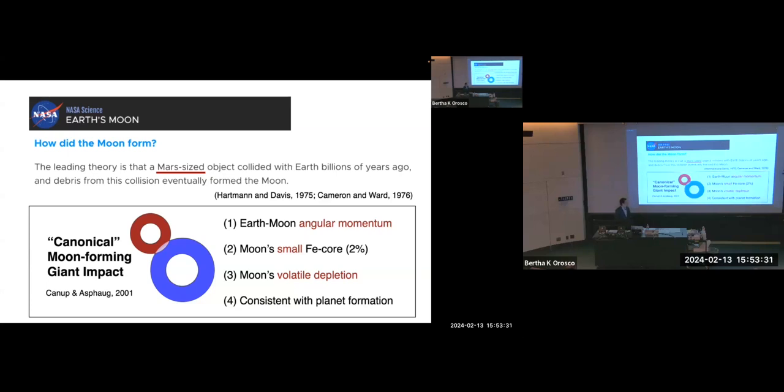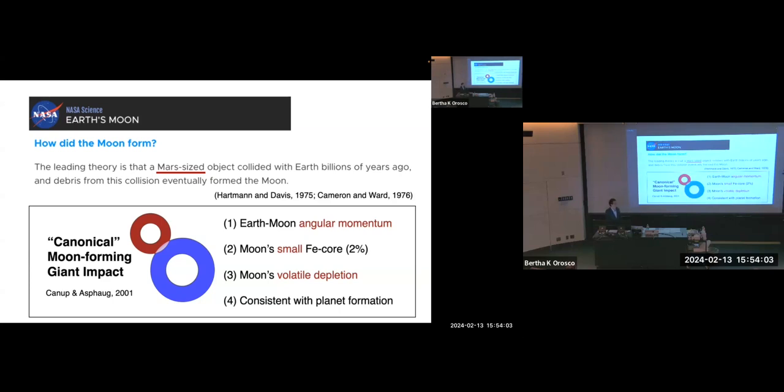The second one, as you can imagine, these two planets already differentiated their cores. So the collision will mostly involve their mantle. In that way, most of the materials forming the Moon come from the mantle. That can explain why the Moon's core is very, very small, less than 2%. For comparison, Earth's core mass is about 30%. So you can see how small the Moon's core is.